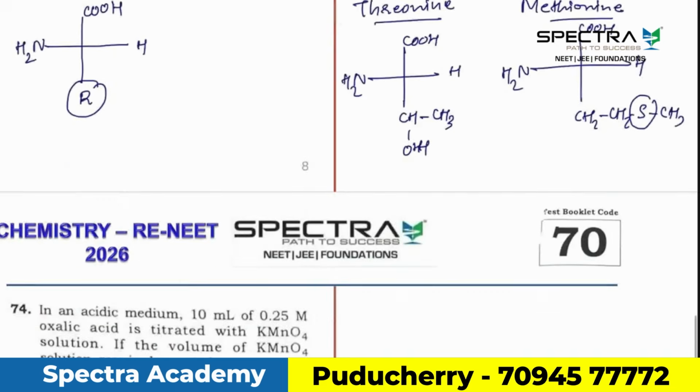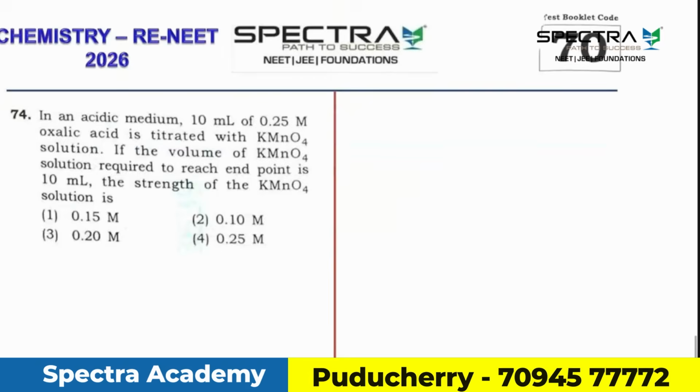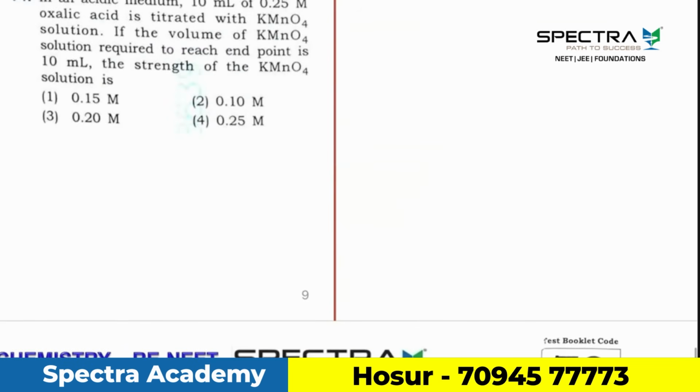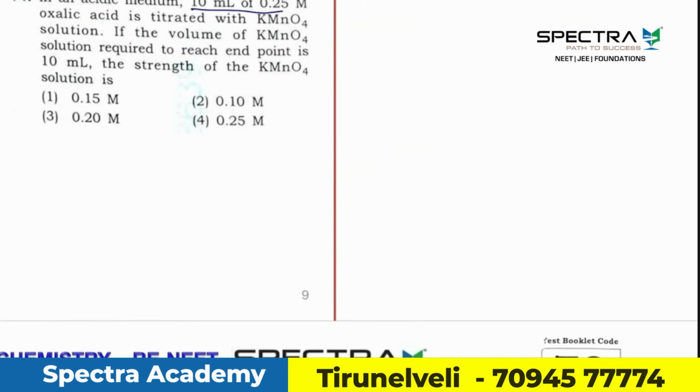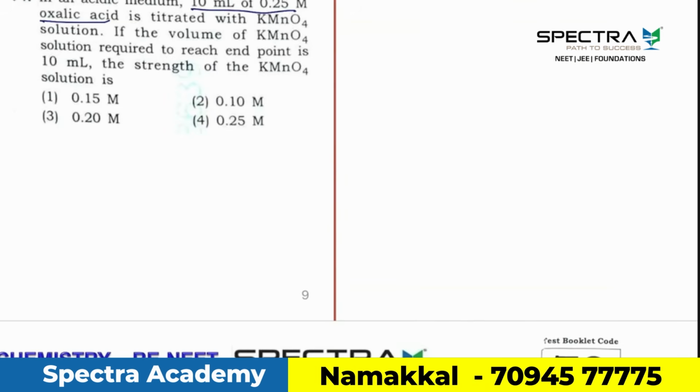Now let's move to the next question, 74. In an acidic medium, 10 ml of 0.25 molar oxalic acid is titrated with a KMnO4 solution. If the volume of KMnO4 solution required to reach the endpoint is 10 ml, the strength of KMnO4 is.